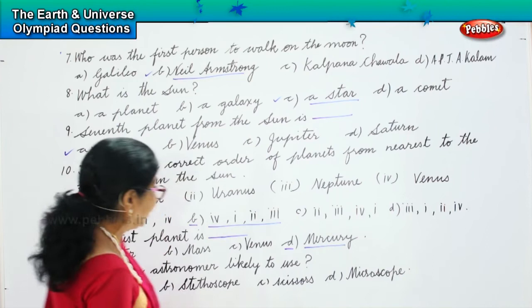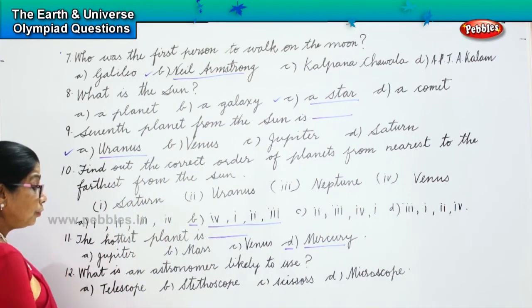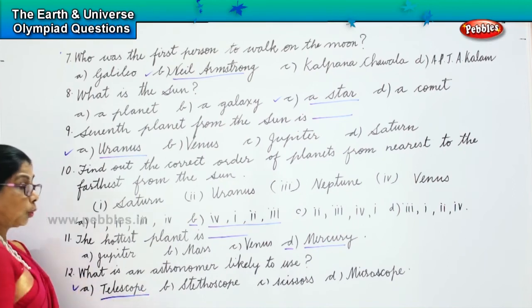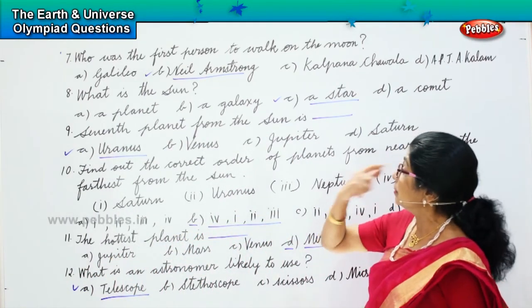Okay. Our question is, what is an astronomer likely to use? And our answer is option A, telescope. Now let's look at all our questions and the answers.